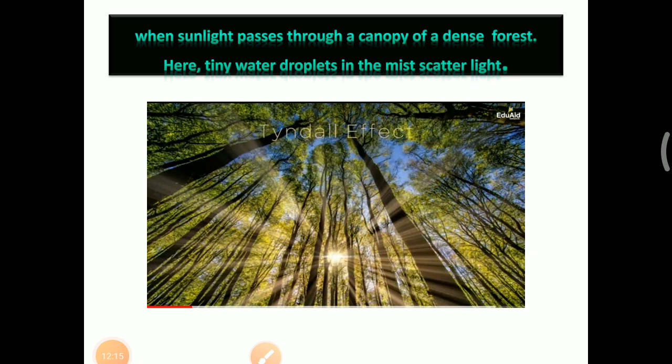The same as when sunlight passes through a canopy of a dense forest, tiny water droplets in the mist scatter the light, so we can see the water droplets present in the forest.